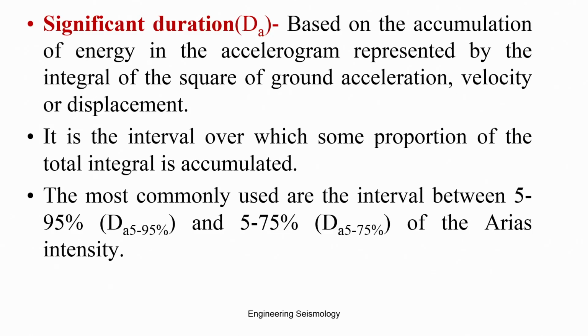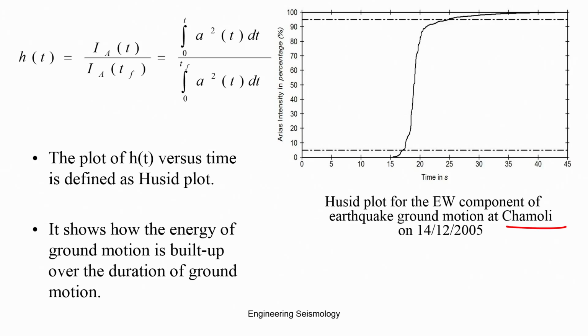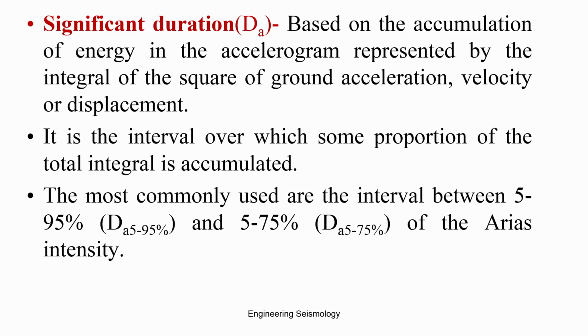Okay. So, the significant duration is based on the accumulation of the energy in the acceleration, represented by the integral of the square of the ground acceleration, velocity or displacement in the Husid plot. So, it is the interval over which some portion of the total integral is accumulated. For example, the most commonly used interval is 5 to 95% or 5 to 75% of the Arias intensity Husid plot. If you take the Husid plot, you draw a horizontal line at 5% and a horizontal line at 95%, then you can define a significant duration for that particular period.